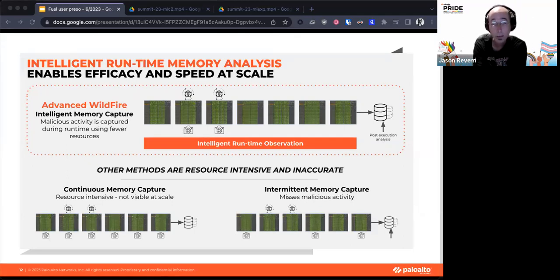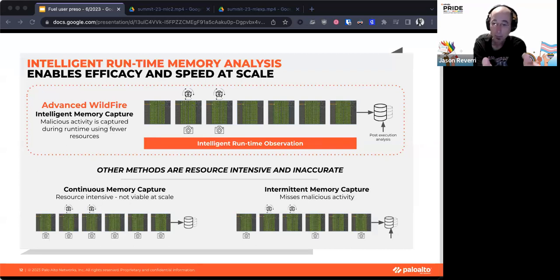To solve the shortcomings of continuous memory capture, the malware detection industry came up with an alternative approach, intermittent memory capture. This method takes memory snapshots at specific times or checkpoints, usually at the beginning, middle, and end of malware analysis. While scalable and less dependent on the underlying system performance, this method does not improve detection efficacy as it can easily miss important memory events.